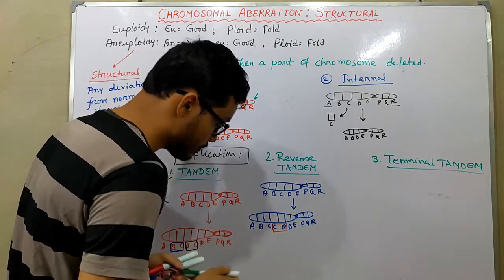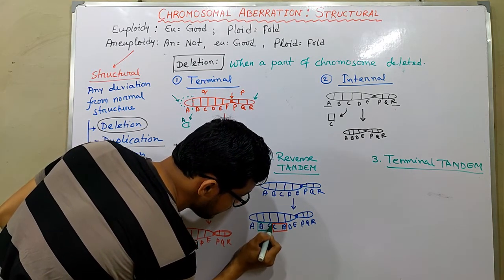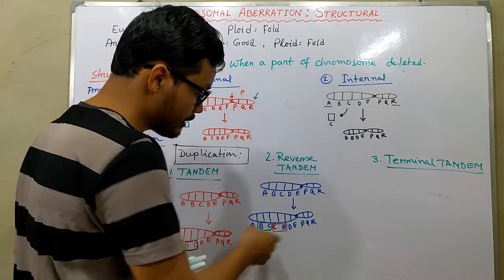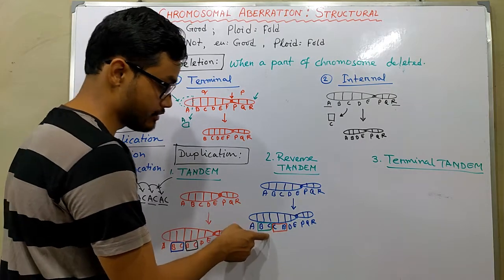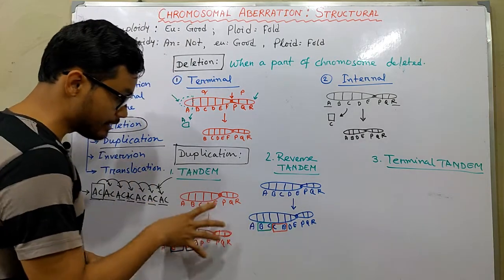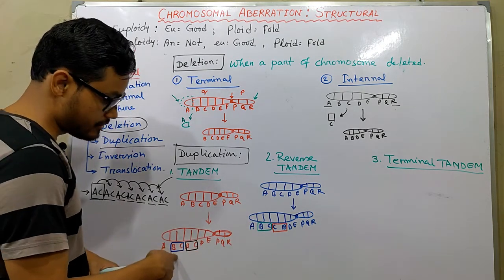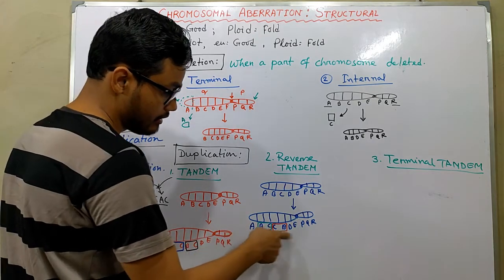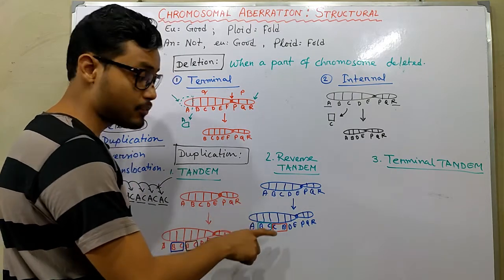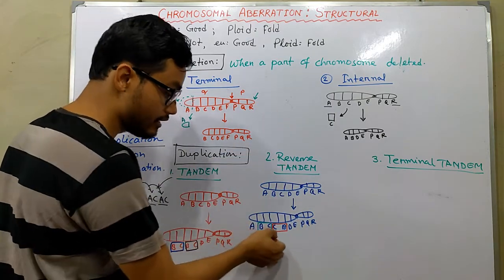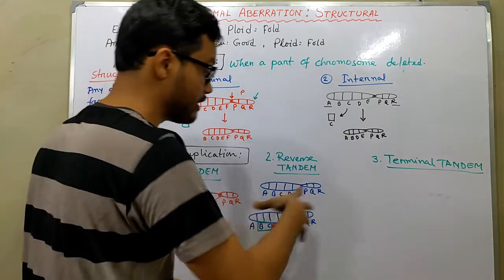The original sequence I mark here in green. The original sequence is BC and the duplicated portion is BC, but it attaches reversely next to the original portion. In tandem duplication, the duplicated portion attaches in the same order. But in reverse tandem, the duplicated portion attaches next to the original in reverse sequence, CB. So that is reverse tandem duplication.